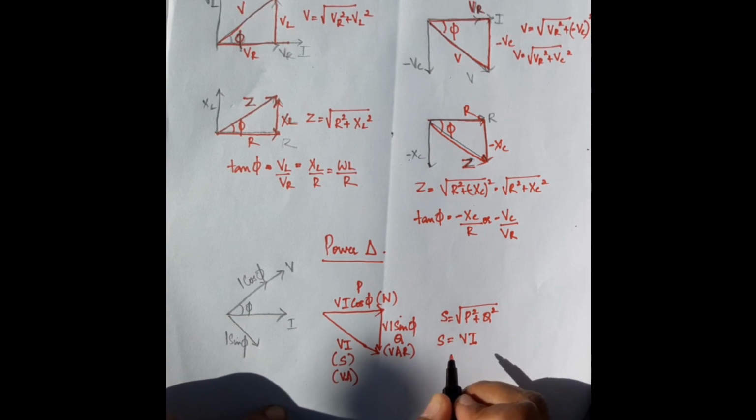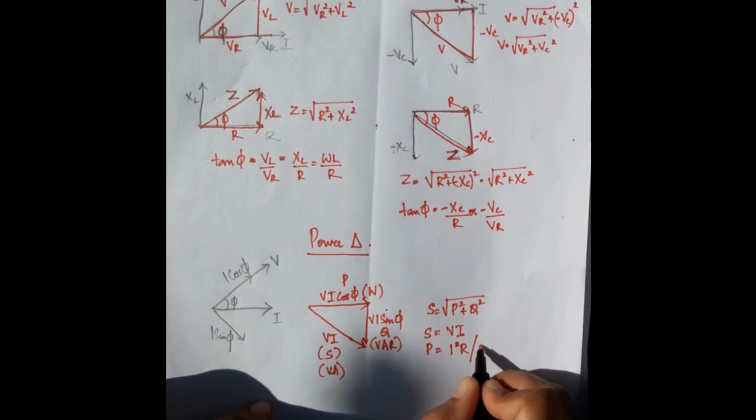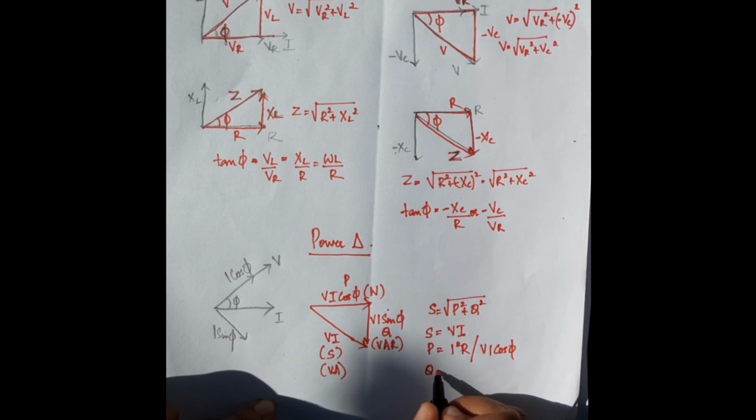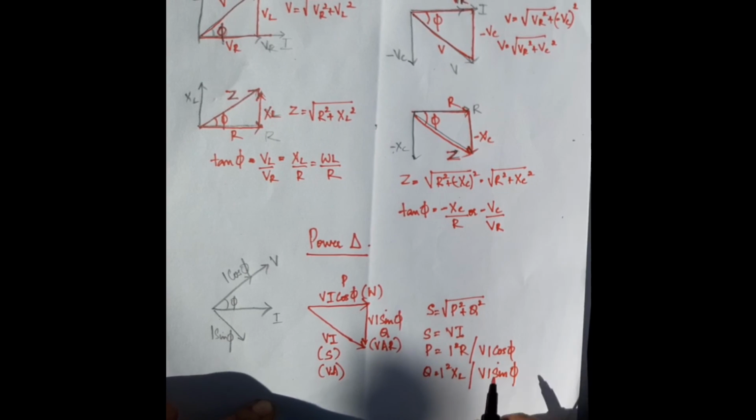S is voltage into current. P is the wattful component, which we can find by I square R or VI cos phi, and is given in watts. Q is the reactive power, which is given by I square XL or VI sin phi, and is given in volt ampere reactive. These are the useful manipulations in solving AC networks.